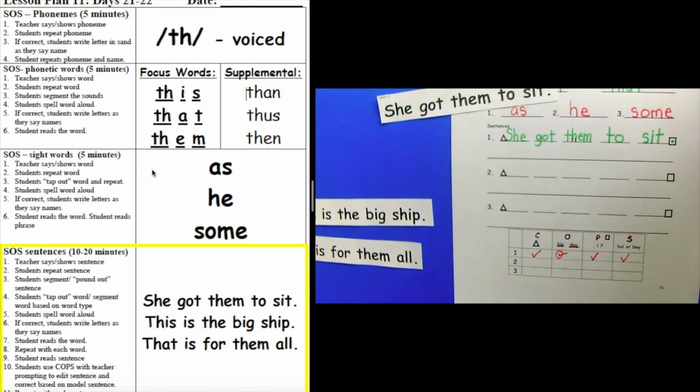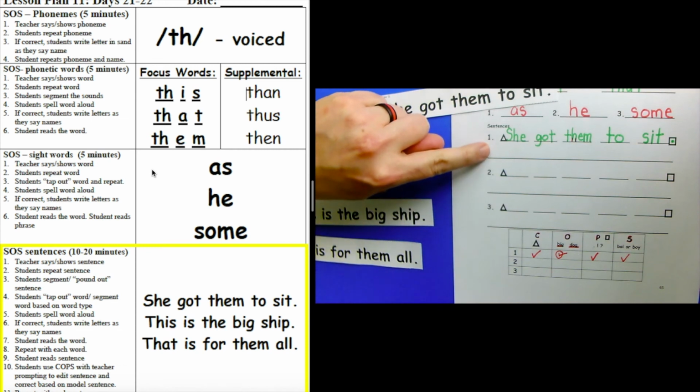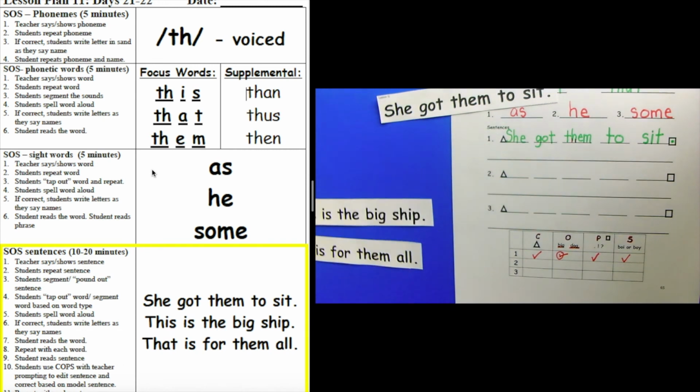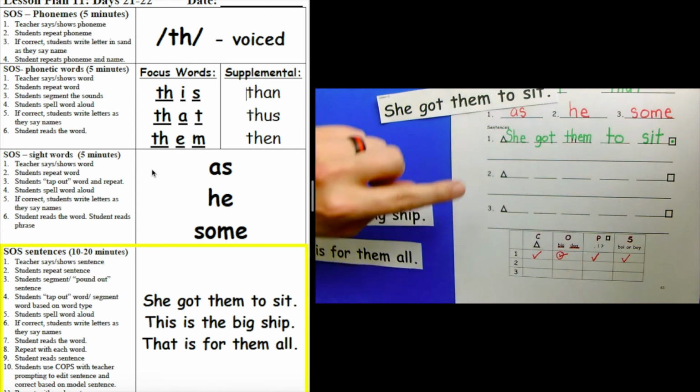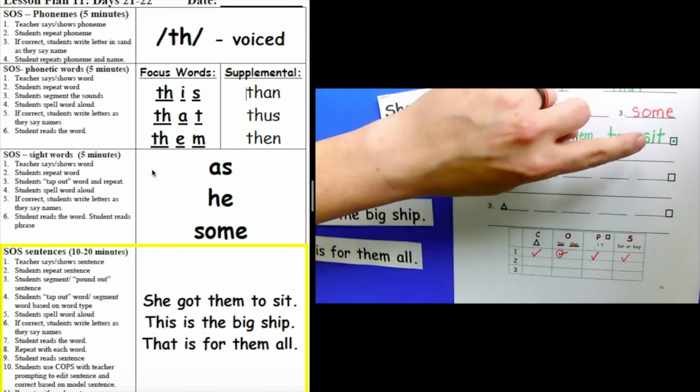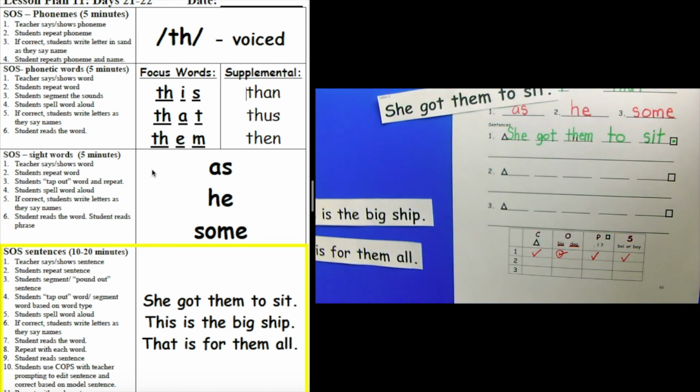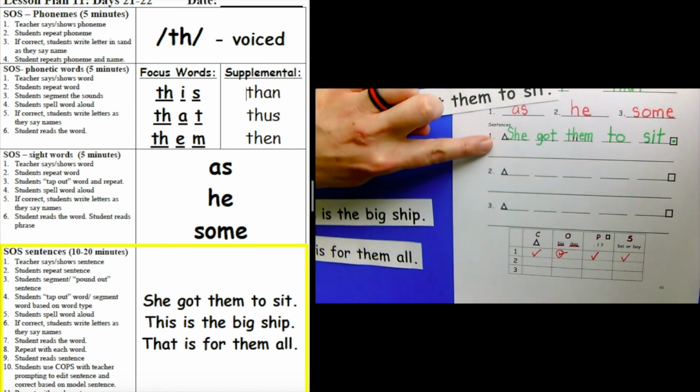So once we have the sentence written correctly on the broken lines, we also have them write it a second time when the lines are all together. This helps them really start to judge the spacing for themselves. And also we want them to remember to bring down that capital and that punctuation. This gives us a great chance to see that. Students use COPS with teachers prompting to edit the sentence and correct based on the model, and then we repeat with each sentence. So we have a second one here.